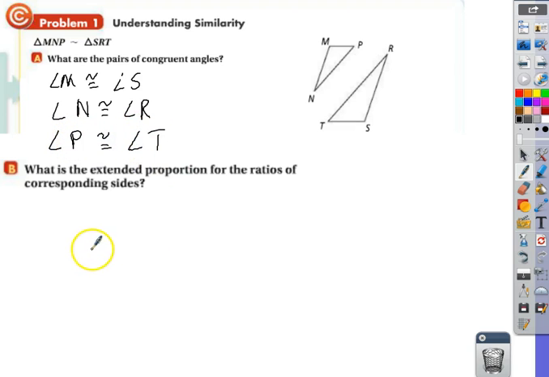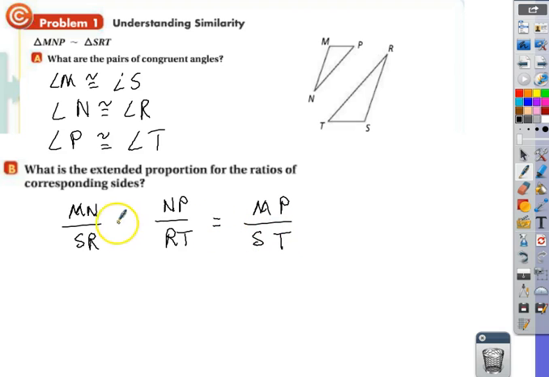Angle T. And then the extended proportion for the ratios of the sides, once again, I just look at the lettering of the similarity statement. MN over SR, NP over RT, and MP over ST. And you just set them all equal to each other. Does anybody have any questions about how to do that?